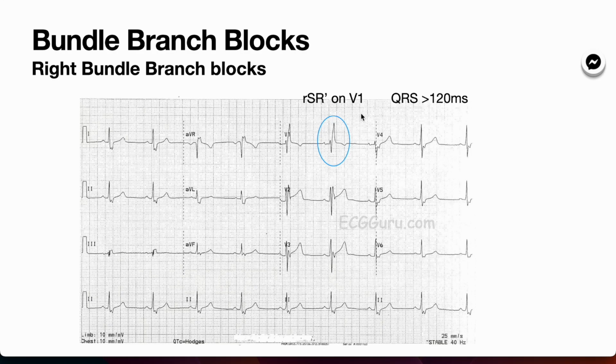So that's one side, and in V6 you can see that there is a delay in your S wave. You can see an R and an S and a delay in the S wave here. So the S wave is greater in duration than the R wave.